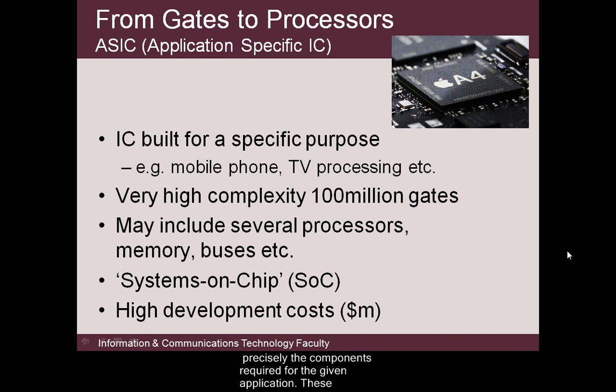ASICs are essentially totally customizable designs that are built on bare silicon with precisely the components required for the given application. They can be very high complexity systems on chip with perhaps 100 million gates and many different processors, with applications including smartphones, televisions and cameras. However, to design such systems from scratch is extremely expensive, and in practice companies have pre-designed subsystem components that can be assembled into larger systems to minimize the design effort.